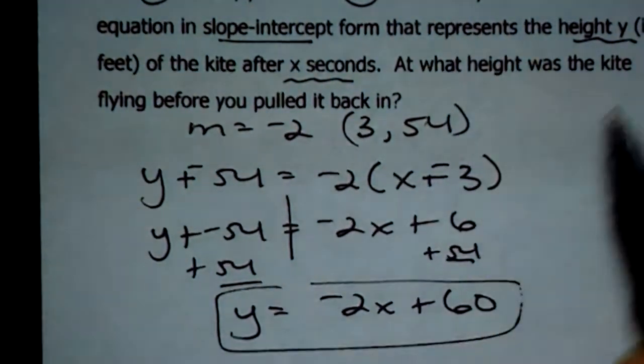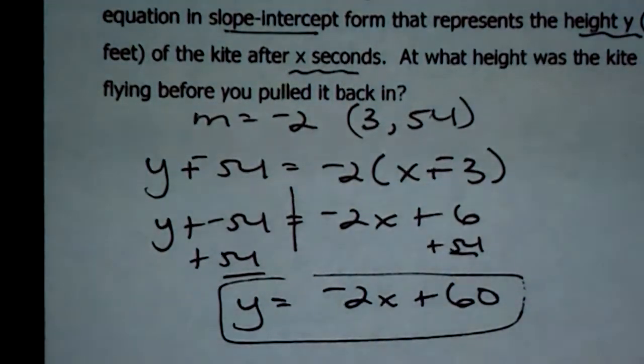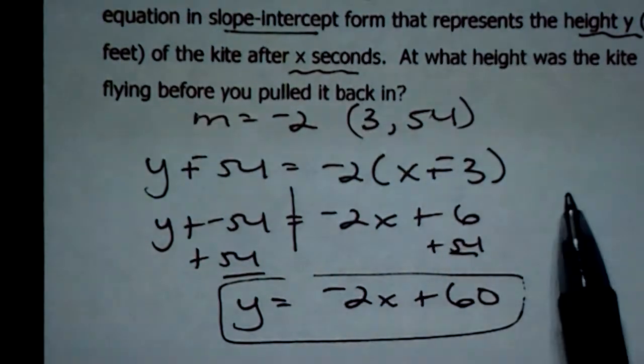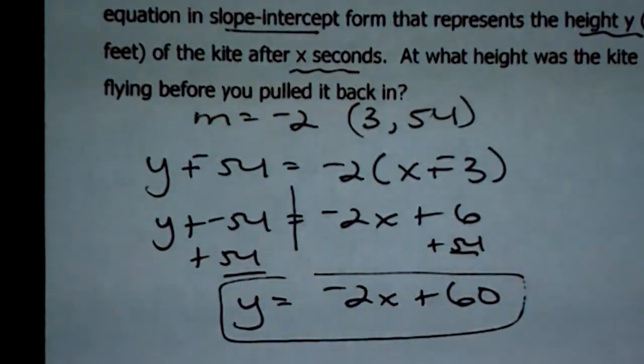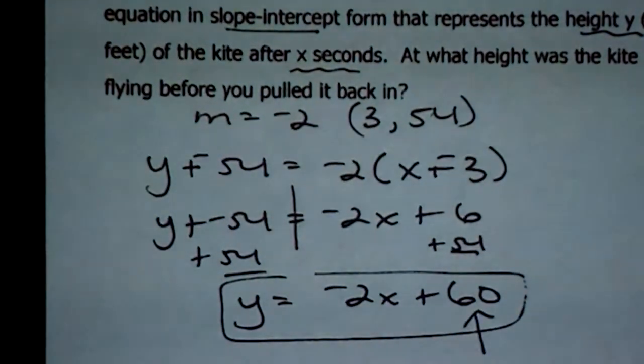The last thing says, at what height was the kite before you pulled it back in? Now, think about this for a minute. Your kite's all the way up in the air, right? That's like your starting point, correct? Before you started pulling the kite back in, I want to know where it started. So, what represents the starting point in an equation? Doesn't the y-intercept represent the starting point? So now that you have your equation written in y equals mx plus b form, the answer to that question is this 60. It was at 60 feet before you pulled it back in.